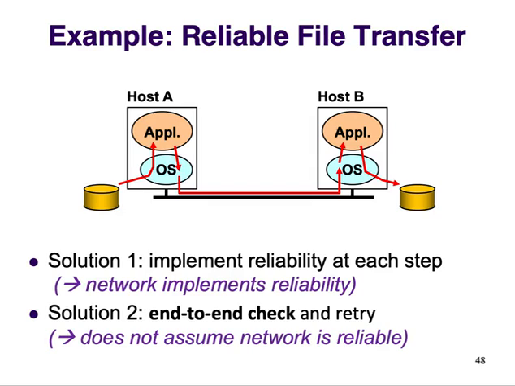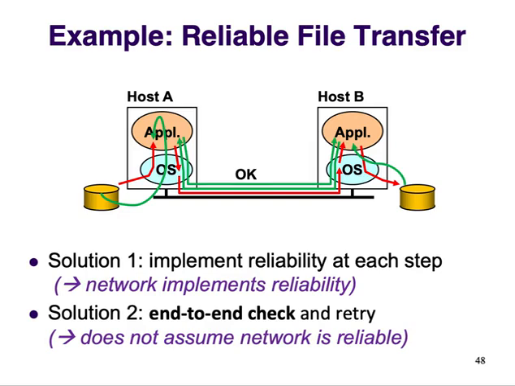So if I want to implement solution 2, what I'm going to do is that the application at host B, after it has written the data to disk, is going to reread the data and compute a checksum. So again, a summary of the contents of that file. Send that checksum back to host A. Host A is again going to read the file and make sure that the checksums match. And if the checksums match, it's going to say, okay, you have the right file, you can go ahead and use it. Back to host B.